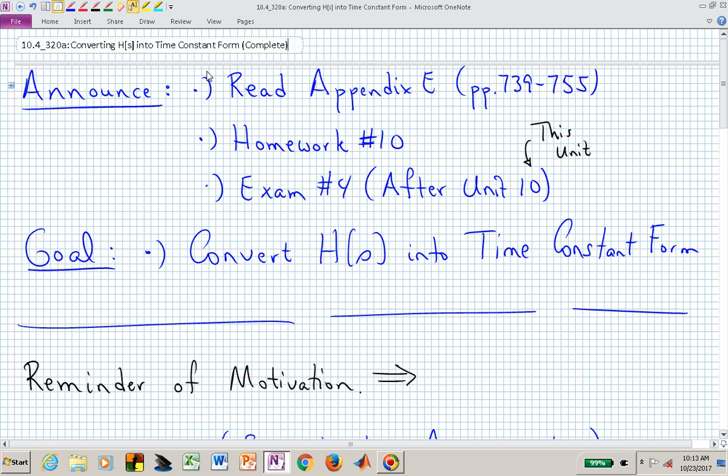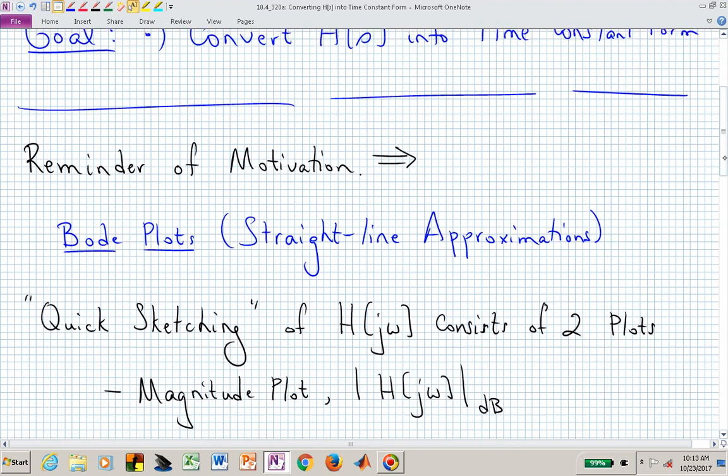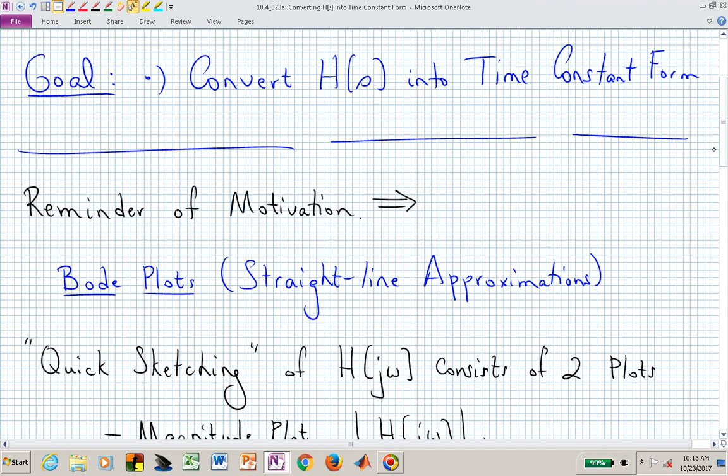We're breaking down the different steps of the sketching of a Bode plot, and in this particular video what we want to discuss is converting a transfer function expression, capital H of S, into time constant form. In the previous video we looked at factoring or identifying the factors, and that finished up in pole zero form, and what we want to do in this video is convert that into time constant form.